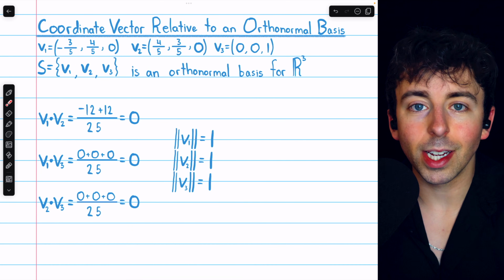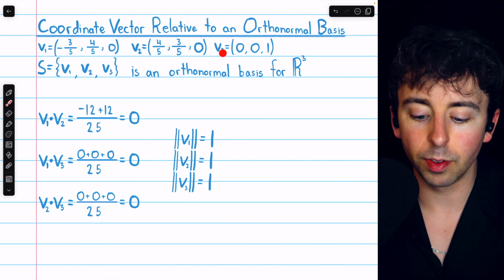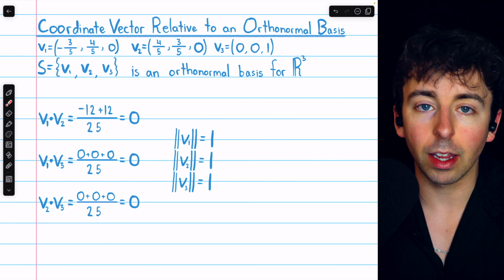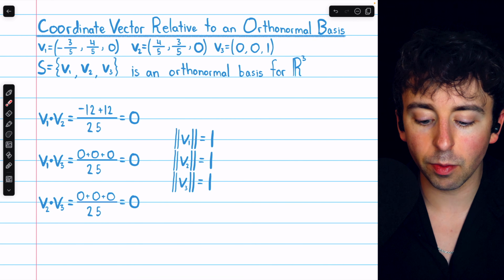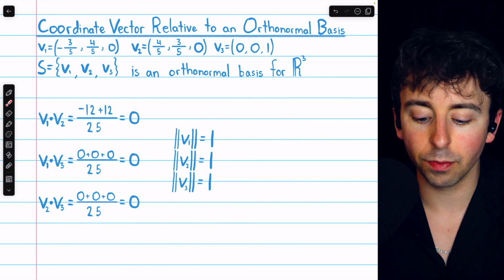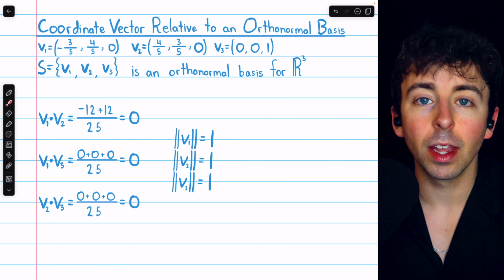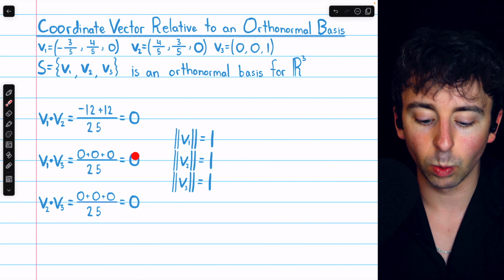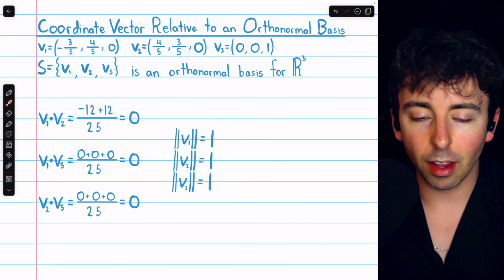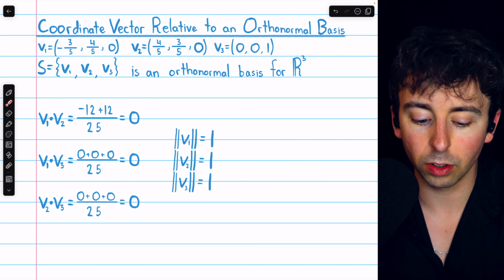Let's go through a quick example. We'll first consider these vectors, v1, v2, and v3, in the standard Euclidean space R cubed. The set containing these three vectors is in fact an orthonormal basis for R cubed, and these are the computations verifying that. The dot product of each pair of distinct vectors is equal to 0. It's also quite straightforward to calculate the norms of the vectors. They are all equal to 1.